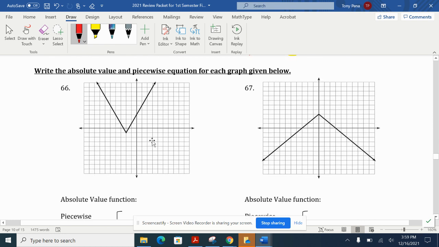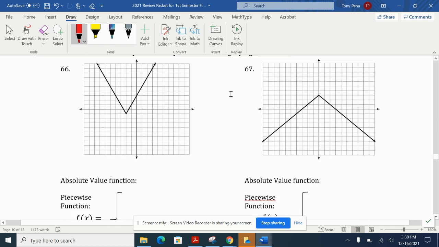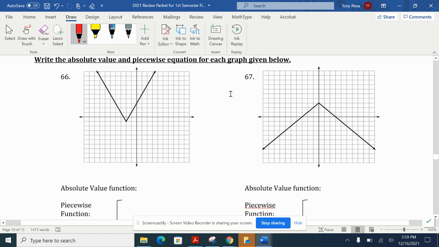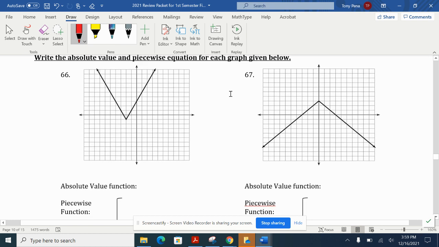All right. These guys, absolute value functions. So the way we did these, we always tried to identify what is our vertex right here. That vertex is (-2, -1). And then we want to know what is this slope. This slope is up 2, right 1, up 2, right 1, up 2, right 1. If I come over here, this one is down 2, right 1, down 2, right 1, down 2, right 1.